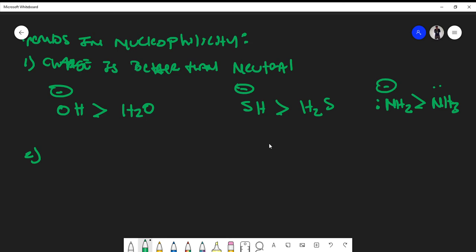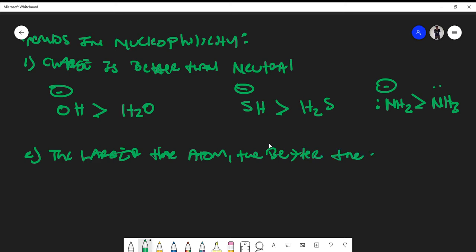Right. The second one that I want you to keep in mind is that the larger the atom, the better the nucleophile. So larger the atom, better the nucleophile. In other words, what I'm saying is that NH3 or ammonia is a better nucleophile than water.